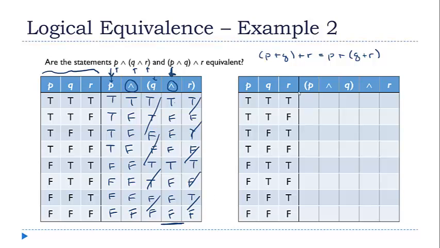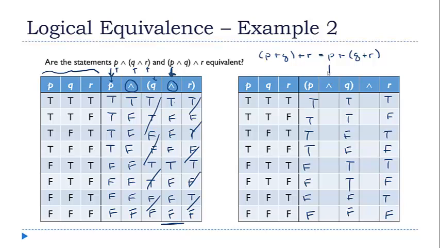All right, so now I have the same procedure to do over here, where the parentheses are on the first 2 statements. I'm going to start by just copying over the P values from the base column, then the Q values, and finally the R values, just alternating T's and F's.